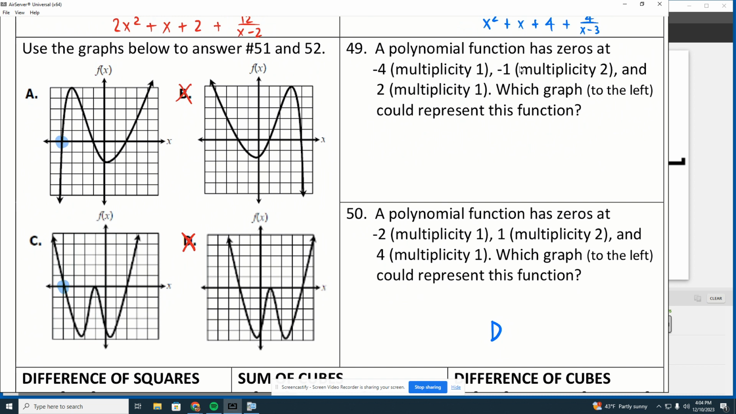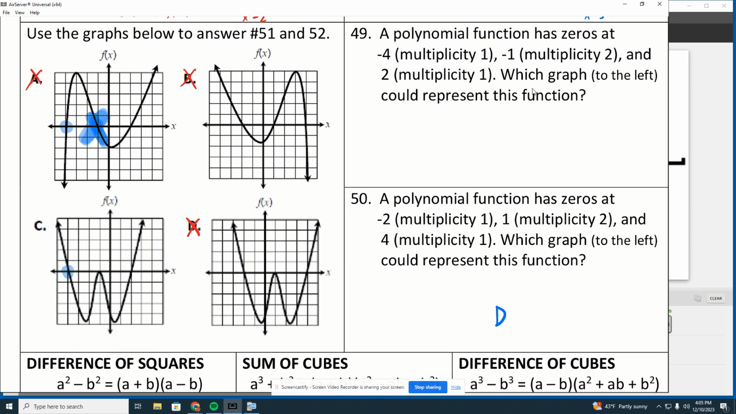The next one says it's got a 0 at negative 1, but a multiplicity of 2. So remember what it does with a multiplicity of 2? It touches it at negative 1. So does this one just touch it at negative 1? No, it crosses it. That's not touching. I mean, yes, I know, but it's not hitting it and going the opposite direction. So there's no way it's A.